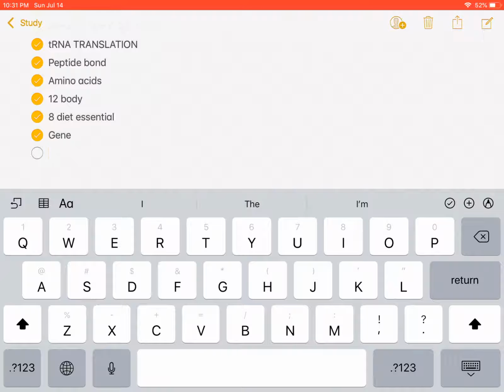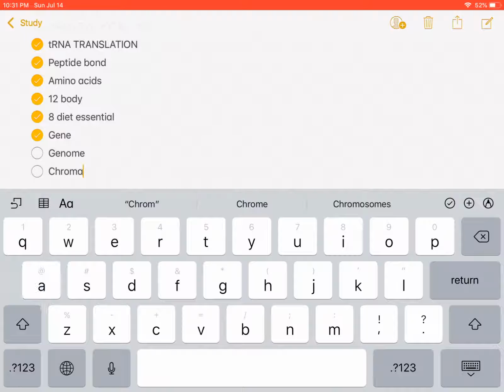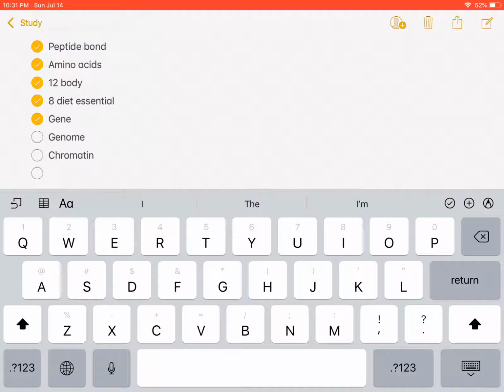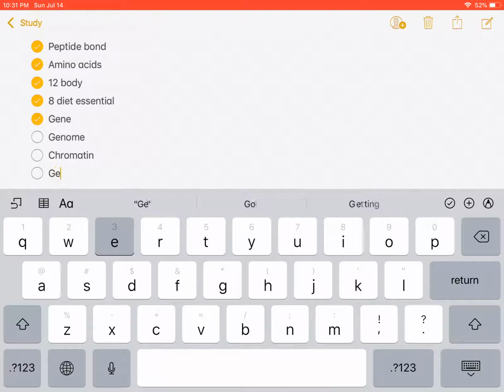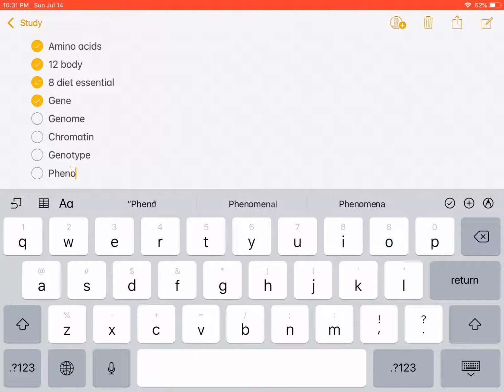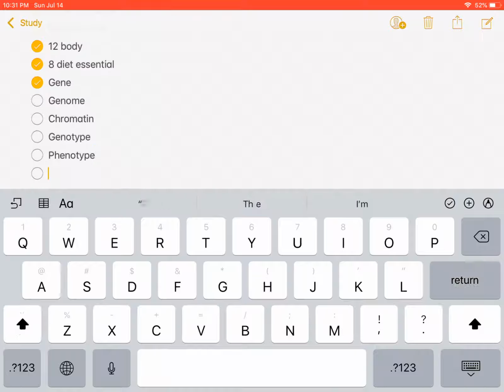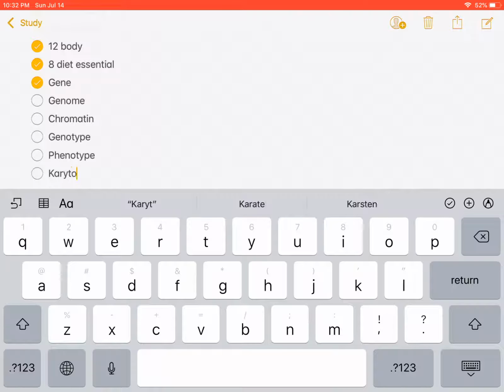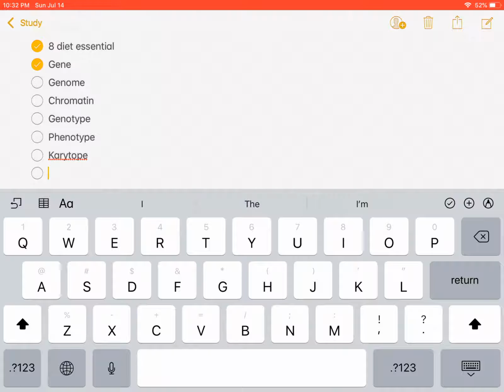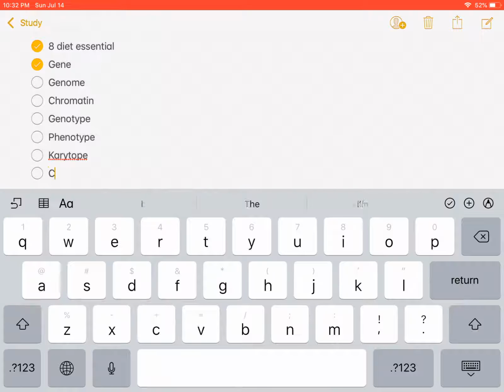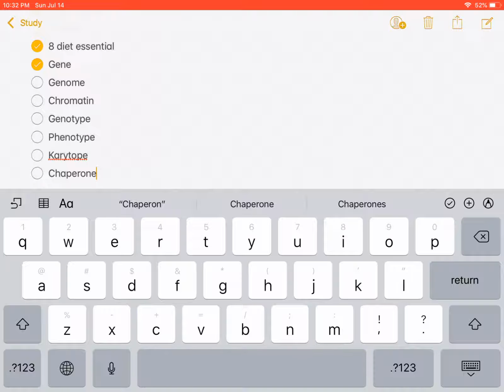We also need to know what a genome is. I'll let you find that out. We need to know what chromatin is, and I'm going to go ahead and draw that and see what it looks like. We need to know genotype, phenotype, karyotype. We also need to know what a chaperone protein is.